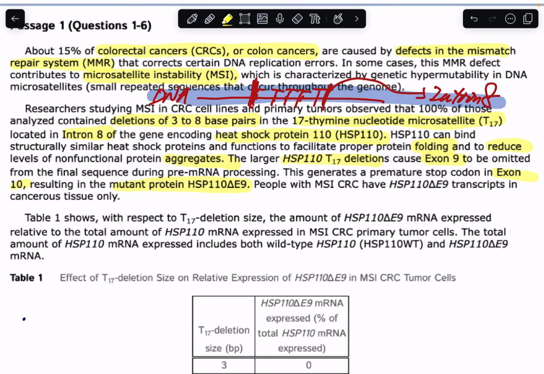The mutant protein is really due to the deletion in this intron 8 region, and then this deletion causes a series of problems, right? Like exon 9 can be deleted as well. Exon 10 can have a premature stop codon, right? All these things are a series of consequences of this deletion. All right.